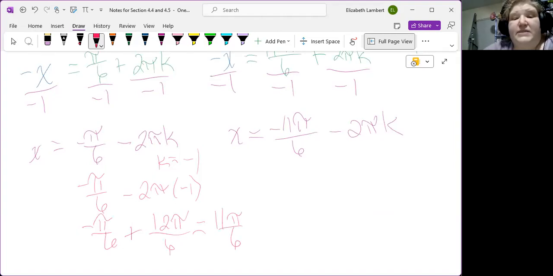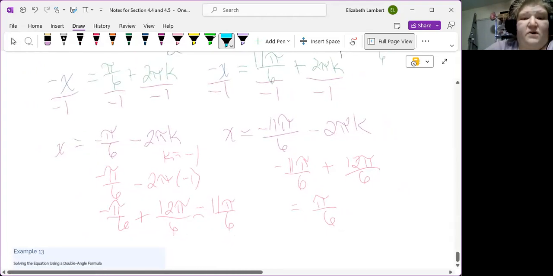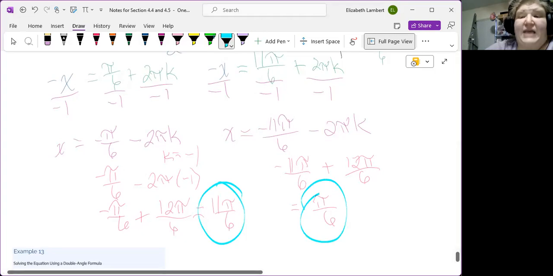And then over here, same song, second verse, it'll be negative 11 pi over 6 plus 12 pi over 6 is pi over 6. Because it is cosine, we ended up with the things we had before we divided by the negative 1. That is the only reason why we're getting equivalent answers. If it was sine, the answers would be a little bit different, but final answer between 0 and 2 pi is those two guys.